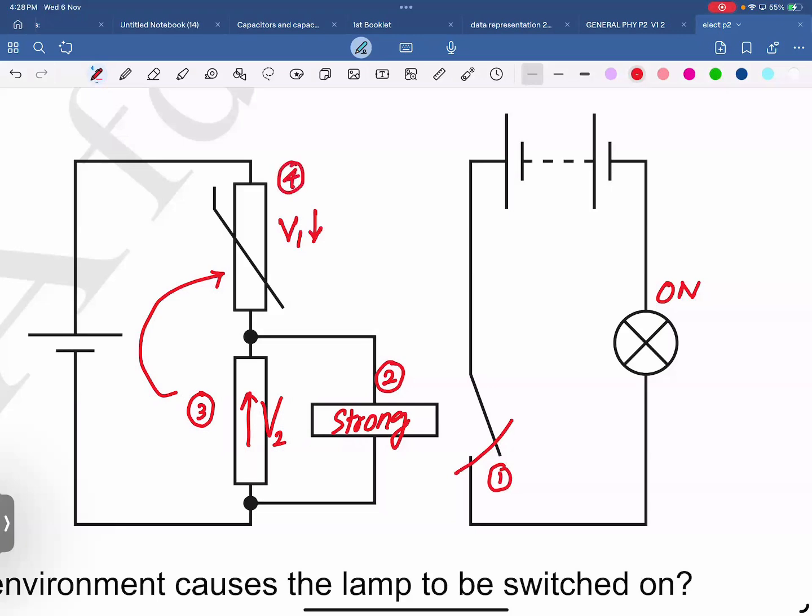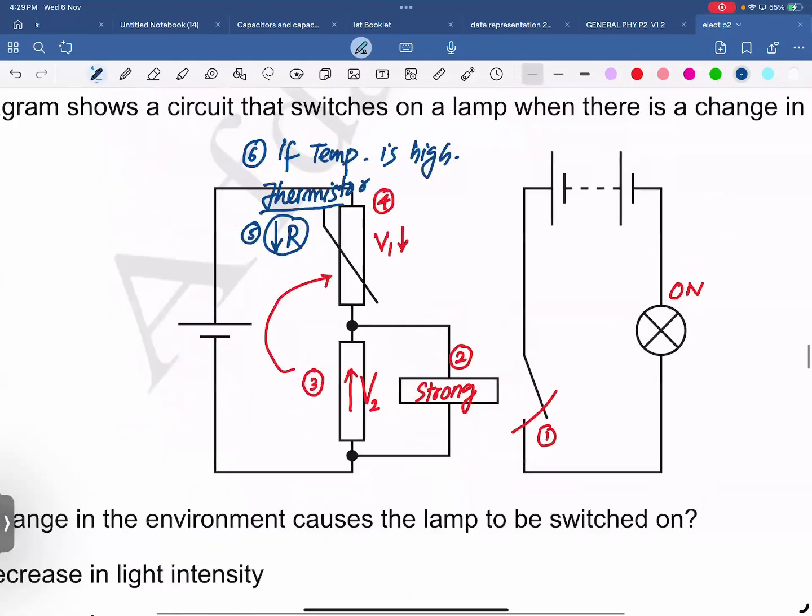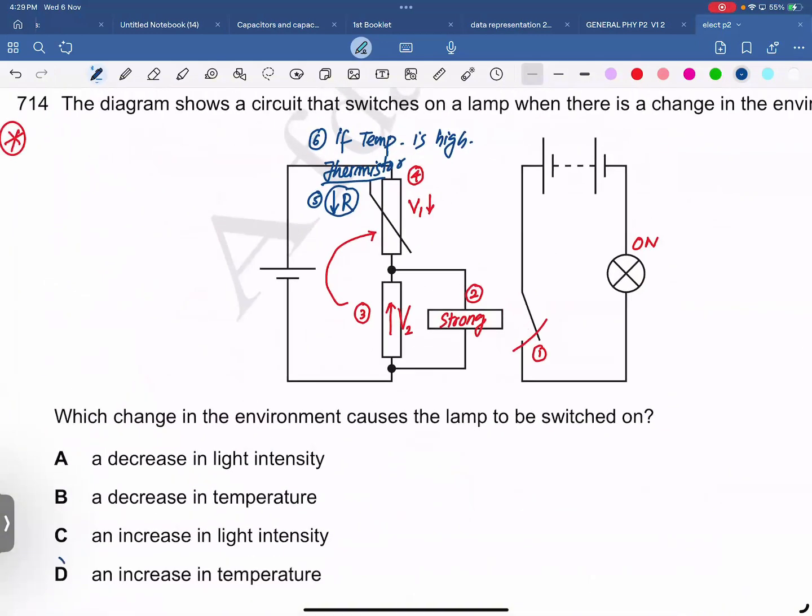This is number four. Voltage share V1 is only low if the resistance of this thermistor is also low. So resistance of thermistor can only be low, number six, if surrounding temperature is high. So the answer is high temperature. Let's see, is there any option? So an increase in temperature, option D. Okay, number 1, 2, 3, 4, 5, 6 again.